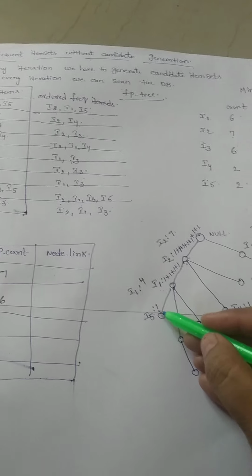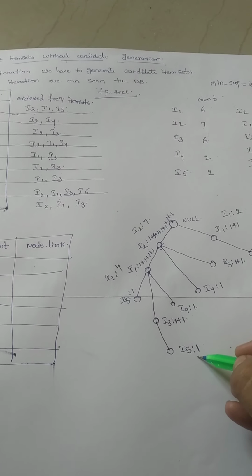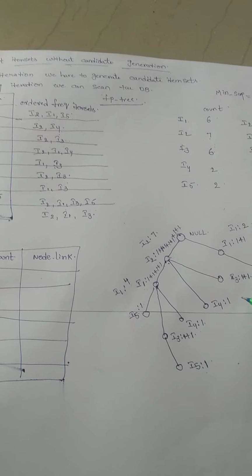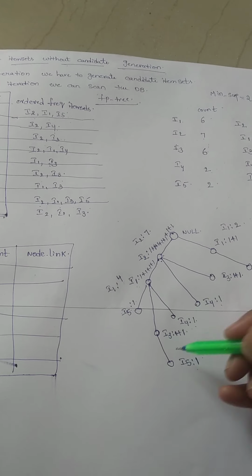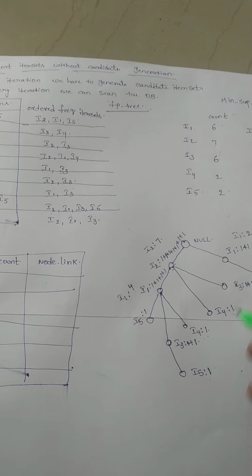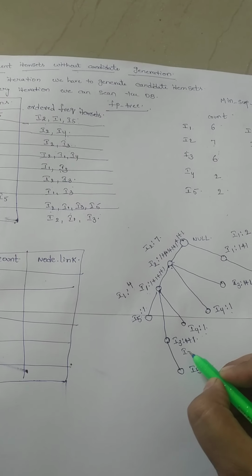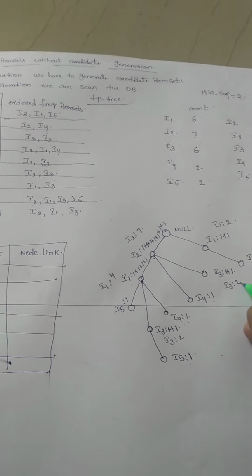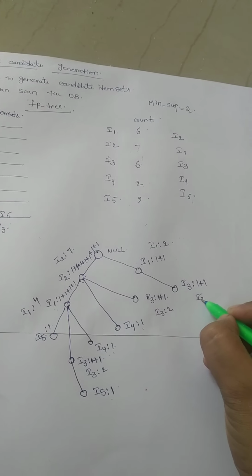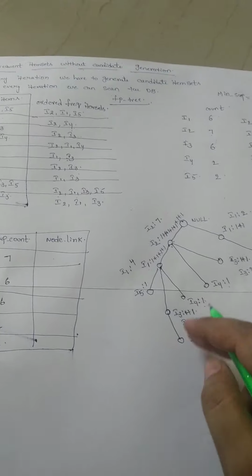Next I5. So I5 is 1, here 1. That is 2. Next I4. Here 1, here 1. That is completed. Next I3. So I3, here 2, here 2 and next here 2. 2 plus 2 plus 2, 6.